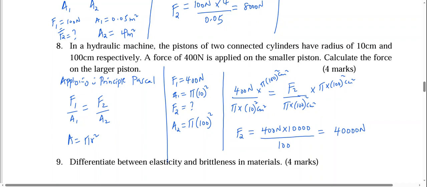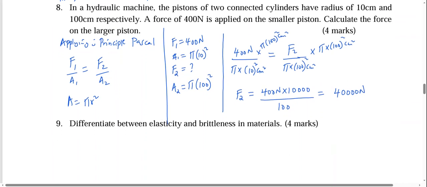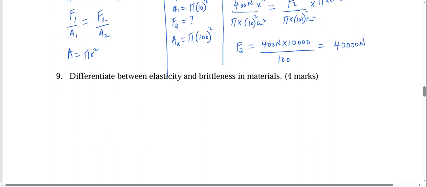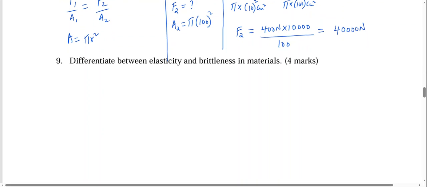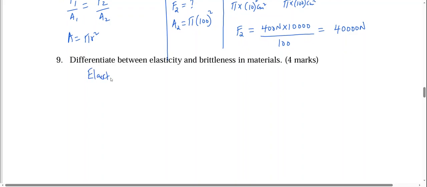So, question number 9. Differentiate between elasticity and brittleness in materials. These two are mechanical properties of materials. Therefore, let's make two columns. We have elasticity, and we have the second column for brittleness.